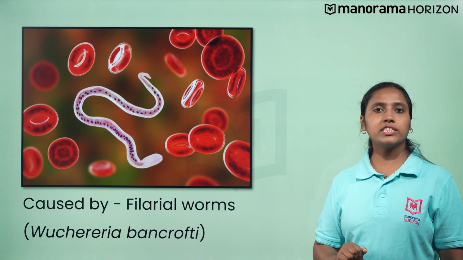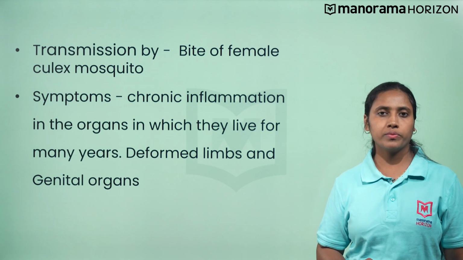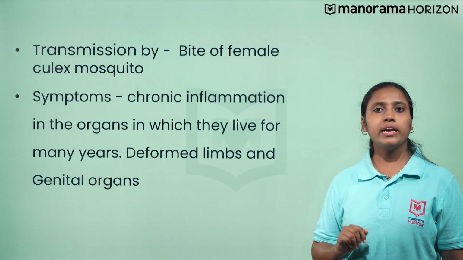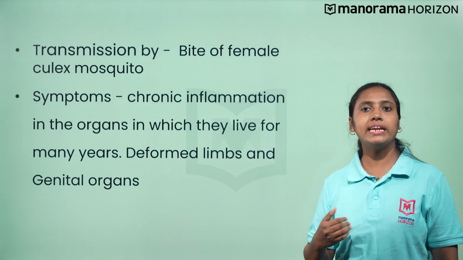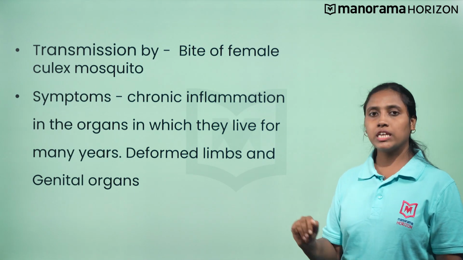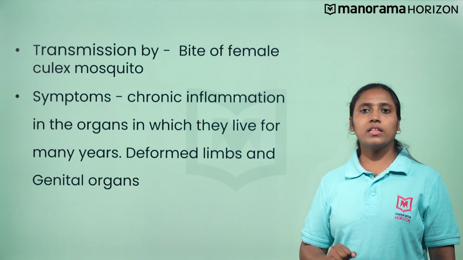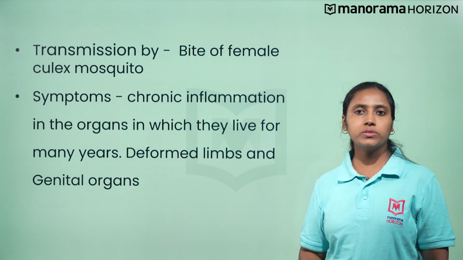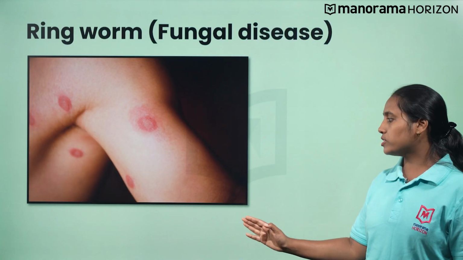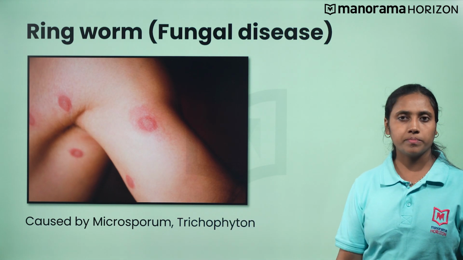The mode of transmission is the bite of the female Culex mosquito. The symptoms are chronic inflammation in the organs in which they live for many years, deformed limbs, and genital organs. The last disease that we are going to discuss today is ringworm disease. It is caused by Microsporum and Trichophyton.